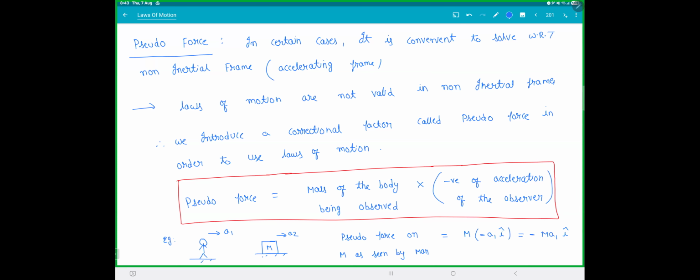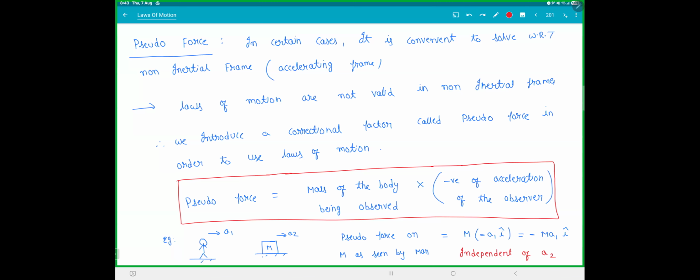And if you notice something, this is independent of a2. Pseudo force doesn't care what the acceleration of the object is. Pseudo force depends on the acceleration of the observer and the mass of the body. So let this block go with any acceleration it wants, the pseudo force doesn't care. Pseudo force simply depends on the observer. So that is how you calculate the value.